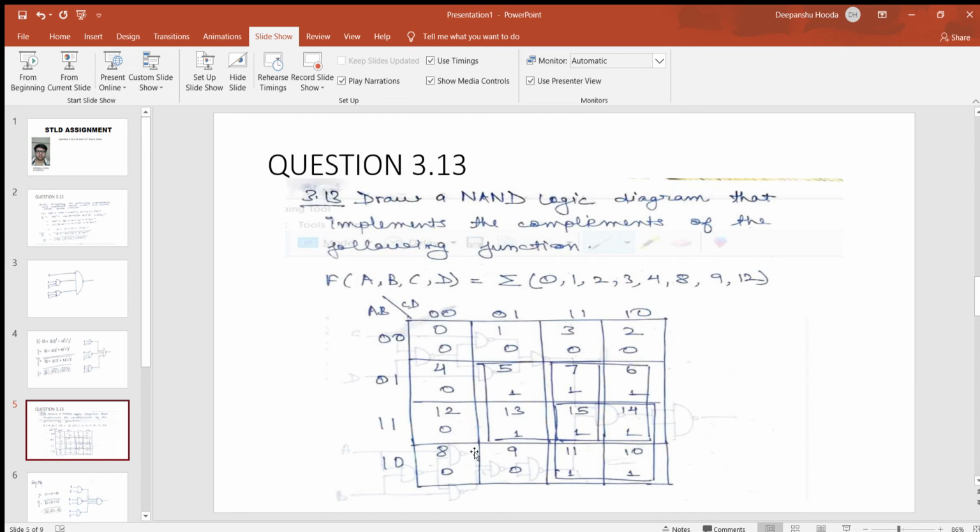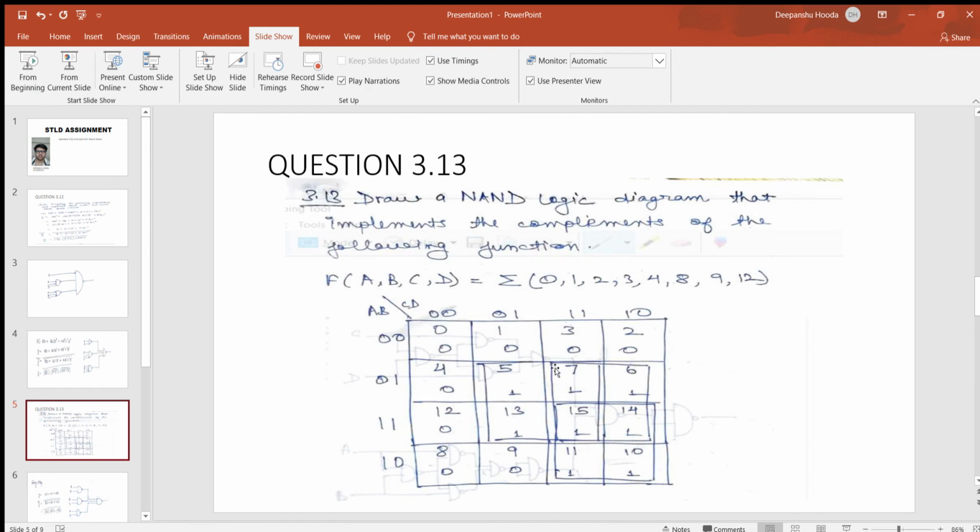Now we have to find the common ones. We can only do this if they are present in powers of 2, like 1, 2, 4, 8, 16. Here we have a group of 4, that is 5, 7, 13, and 15, which is this group. Then we have another group, which is 7, 6, 15, and 14. And the last group here, which is 15, 14, 11, and 10.